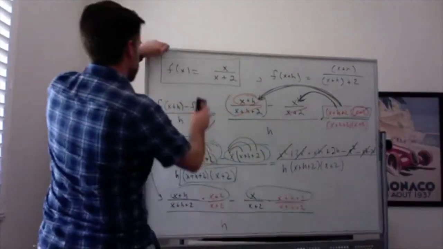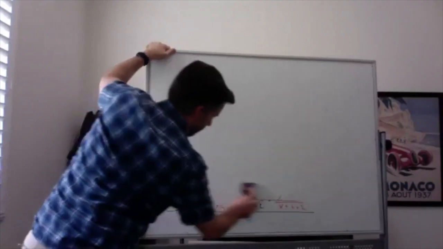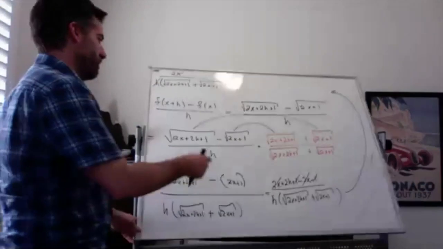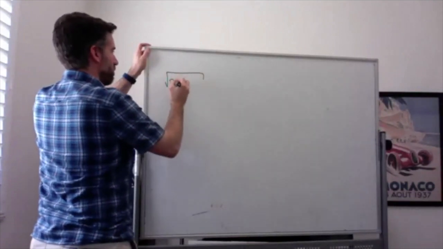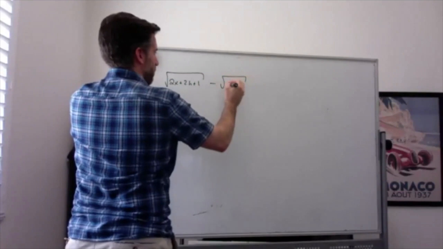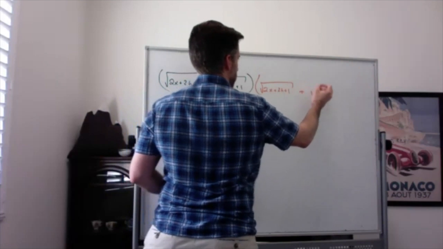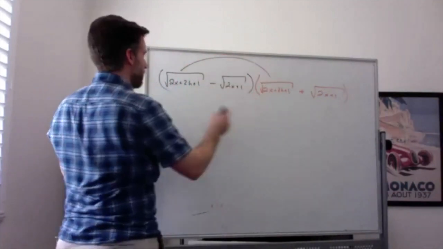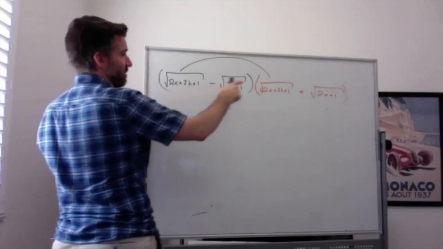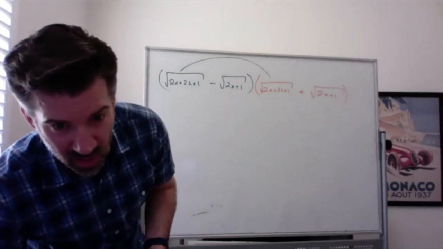But let me say, just in case it's not super evident what I'm doing, this multiplication here of this thing times this thing on the top, just to make sure everyone's really cool with that. So we multiply these together. I get this times this, the square root of 2x plus 2h plus 1 times the square root of 2x plus 2h plus 1. So here's an important thing to know. When you multiply a square root of a thing by a square root of the same thing, you get that thing.